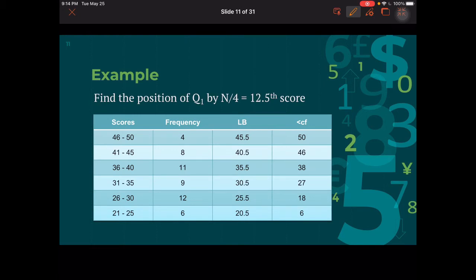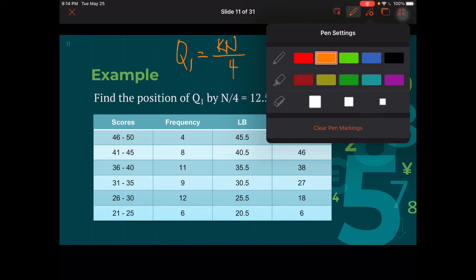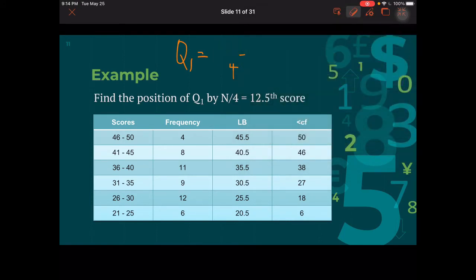So, first is we have to look for the position. So, paano natin hahanapin ang position ni Q1? Ito po yung ating formula. So, dahil first quartile lang hinahanap natin, our K is just 1. Okay? And then, our N is 50. So, essentially, we're looking for the 1/4 of 50. And that is 12.5.